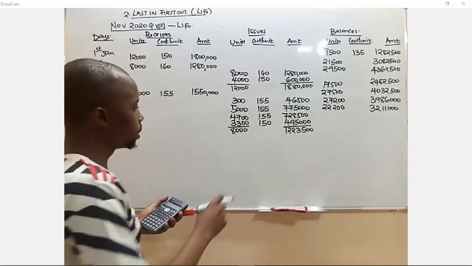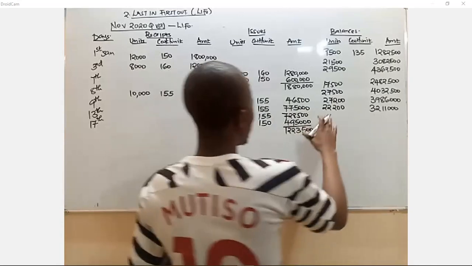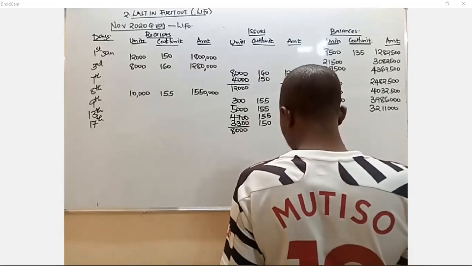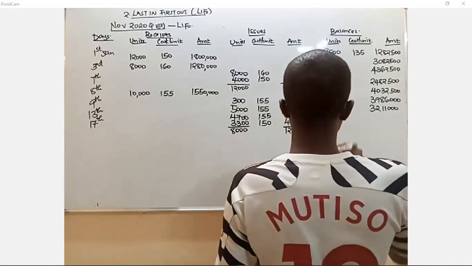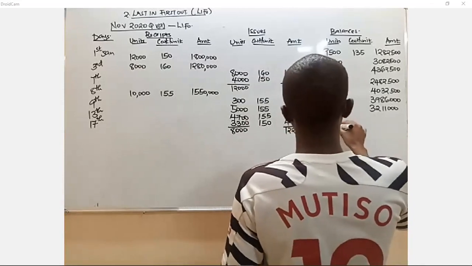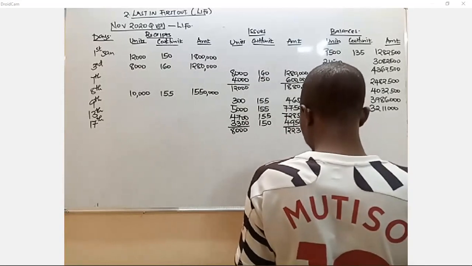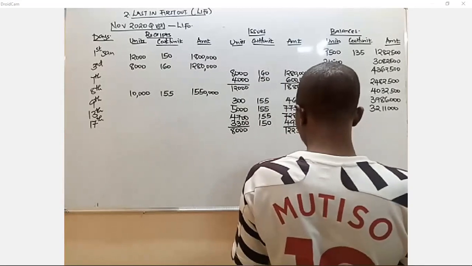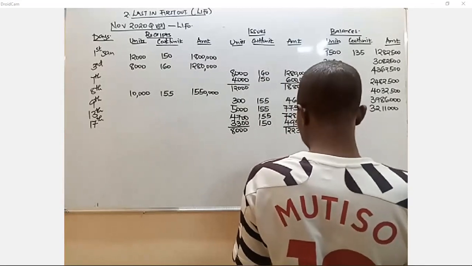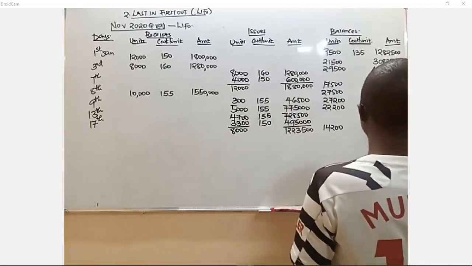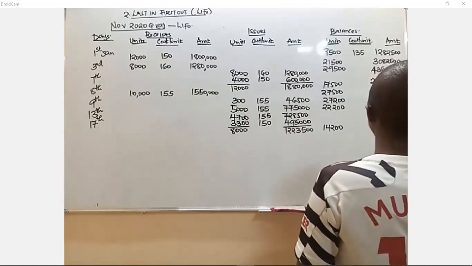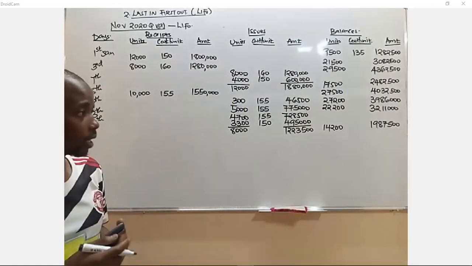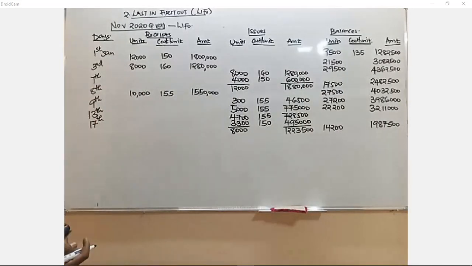1,223,500. Now let us do our deductions. 22,200 minus 8,000, getting 14,200. Then we have 32,11,000 minus 1,223,500, getting 1,987,500. I think we are moving well.